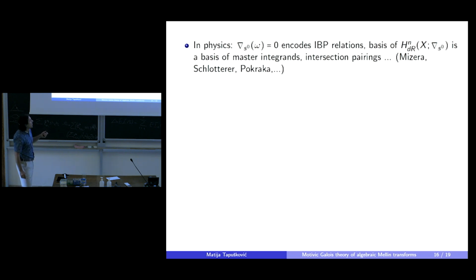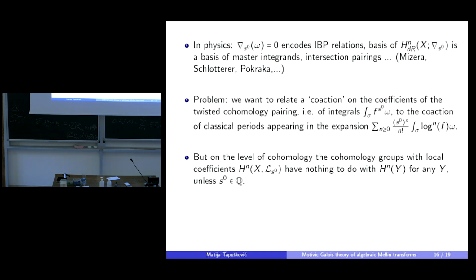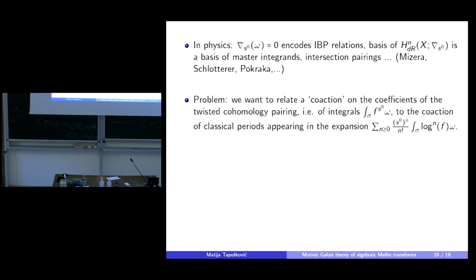The basis of what I call the twisted de Rham cohomology of X would be something you would call a basis of master integrands. You get intersection pairings and so on. And many people have been working on things both with respect to Feynman integrals and string theory. Oops. Problem. We want to relate some notion of a coaction on the coefficients of the twisted cohomology pairing, i.e. of integrals of this shape, to the coaction of classical periods appearing in this expansion. Okay? So these are classical periods, as I said, so they're acted on by G mod. We somehow want to relate that to some notion of a coaction for this.